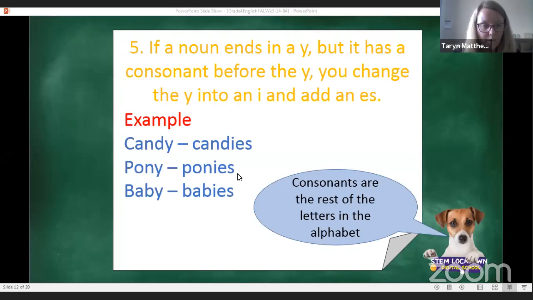Yes, so baby will become babies. I'm very glad. Party becomes parties. Very nice. You guys have got good examples. Body becomes bodies. Nice. Good job, guys.